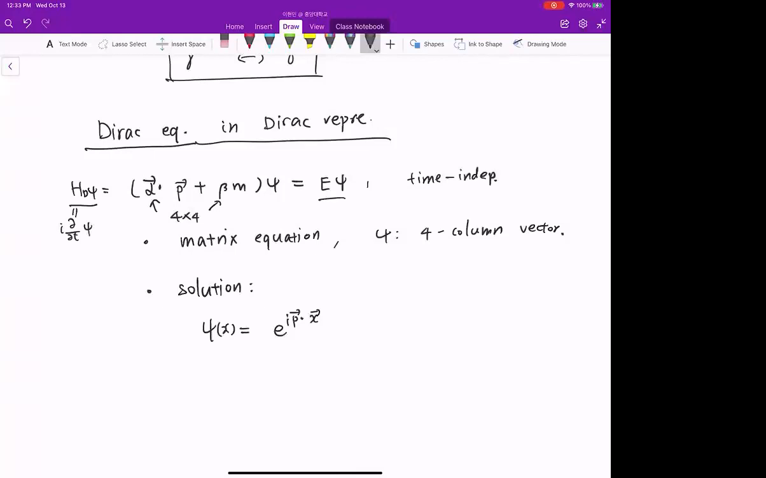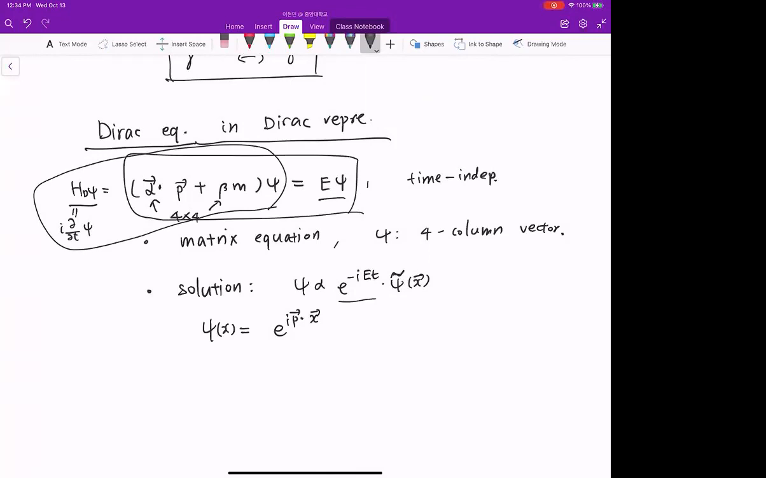The time dependent solution will be this part, and here we are asking for psi, e to the minus iEt, times the spatial part. This is an oscillatory solution, so kind of the eigenfunctions. But then we only have to solve this equation in the end, and this is in matrix form. And then this alpha and beta have a 2 by 2 block form.